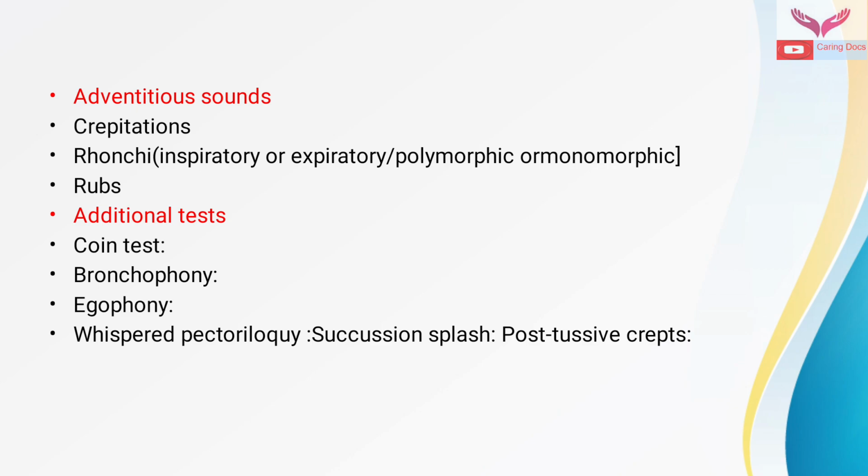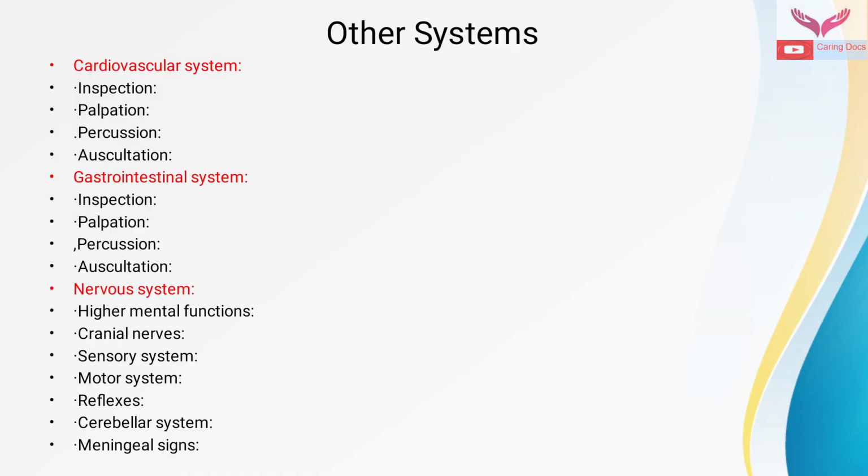Whispering pectoriloquy is when we ask the patient to whisper something, like 1 2 3, and we hear it with the stethoscope on the chest wall. This is called whispering pectoriloquy. It is clear and loud in cases of consolidation.